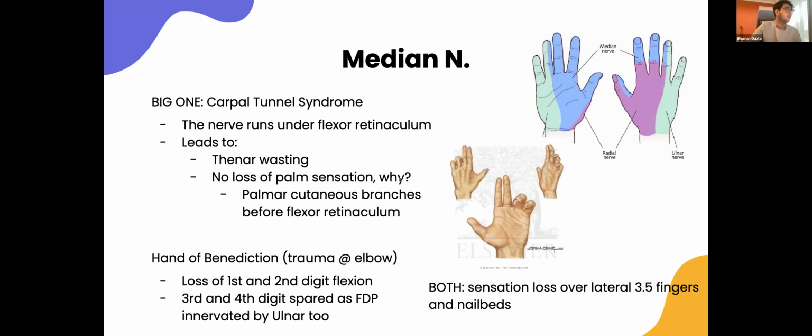Okay. Also, to note, hand of benediction. This is going to occur when we have trauma at the elbow. This is going to be the loss of the first and second digit flexion, and the third and fourth digit will be spared because, as we know, the FDP has split innervation with the ulnar.